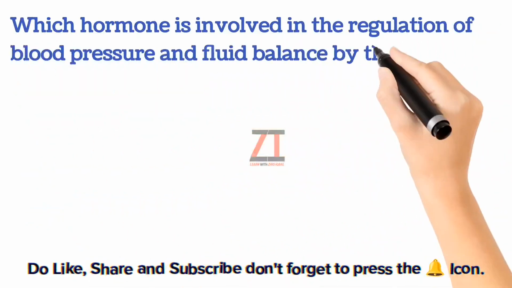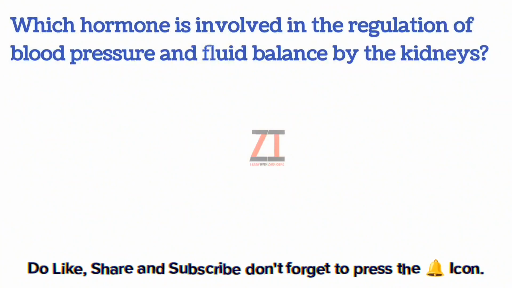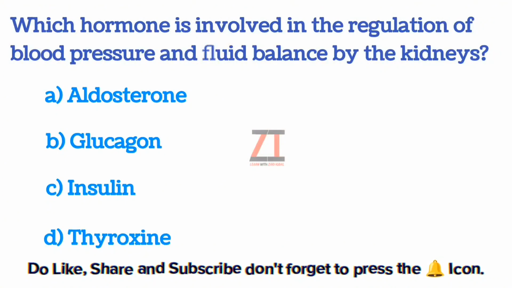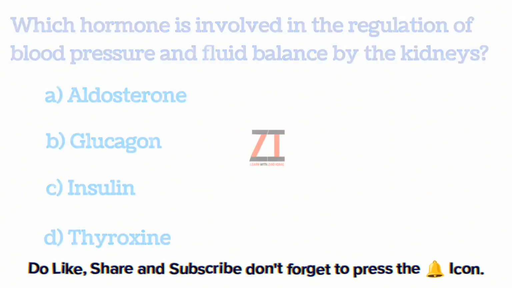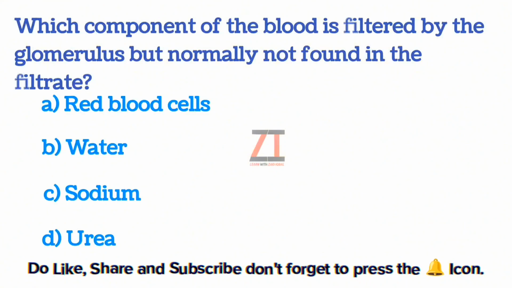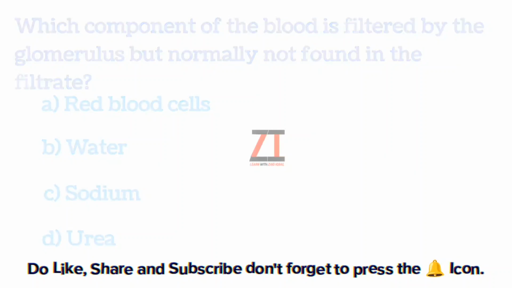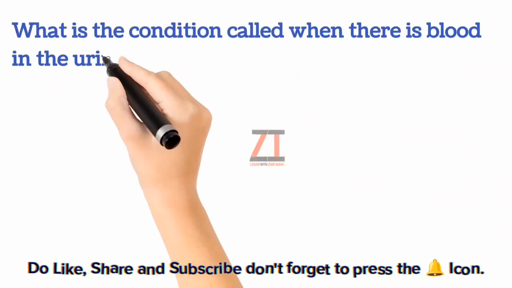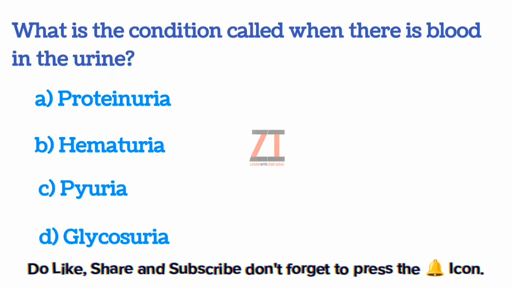Which hormone is involved in the regulation of blood pressure and fluid balance by the kidneys? Right answer is option A, aldosterone. Which component of the blood is filtered by the glomerulus but normally not found in the filtrate? Right answer is option A, red blood cells. What is the condition called when there is blood in the urine? Right answer is option B, hematuria.